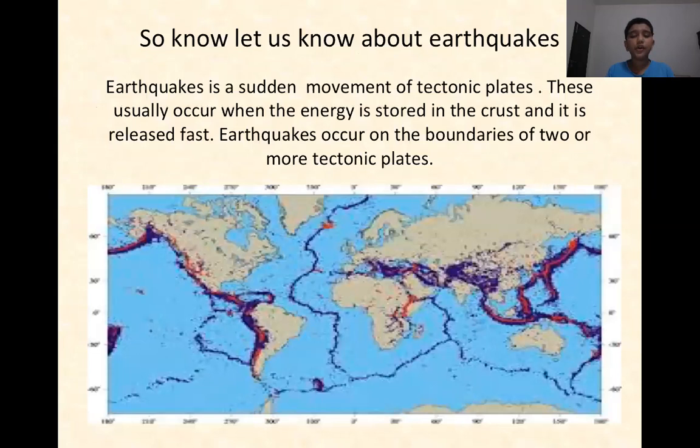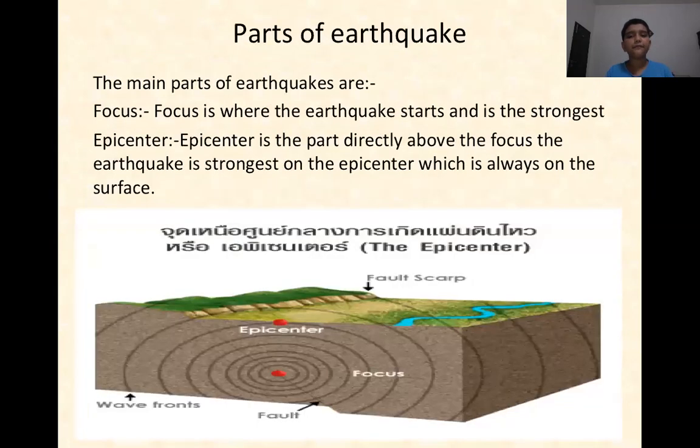So now that you know about volcanoes, let us know about earthquakes. An earthquake is a sudden movement of tectonic plates. These usually occur when the energy is stored in the crust and is released quickly. Earthquakes occur on the boundaries of two or more tectonic plates.